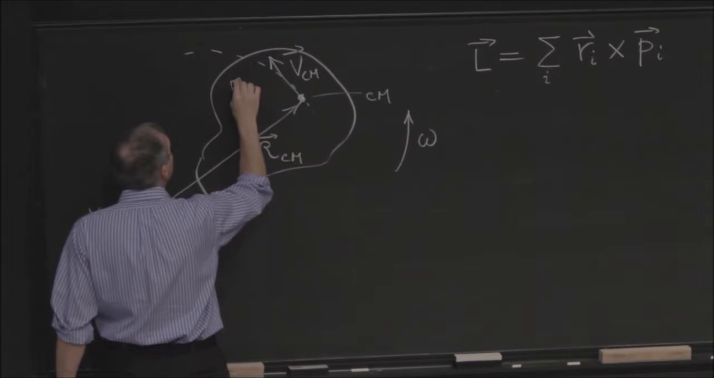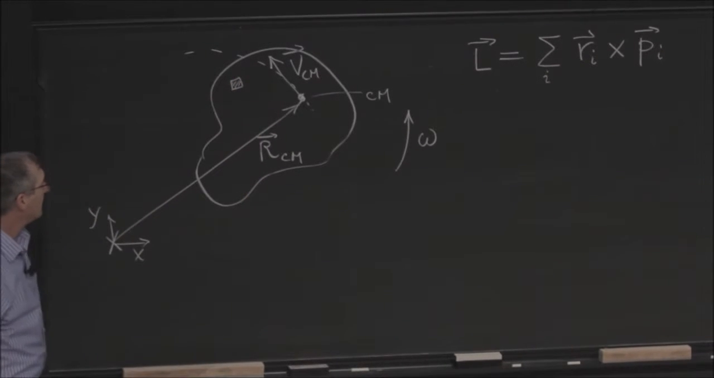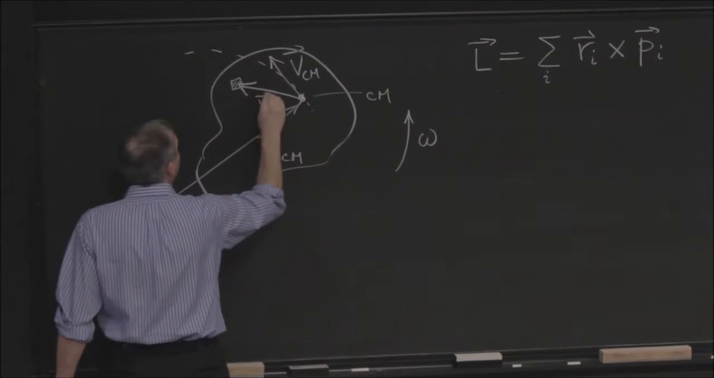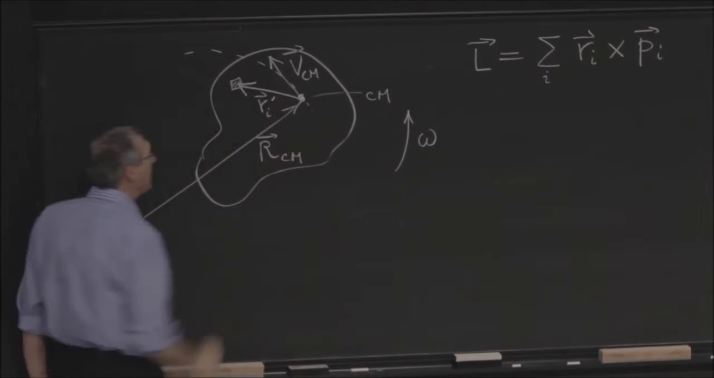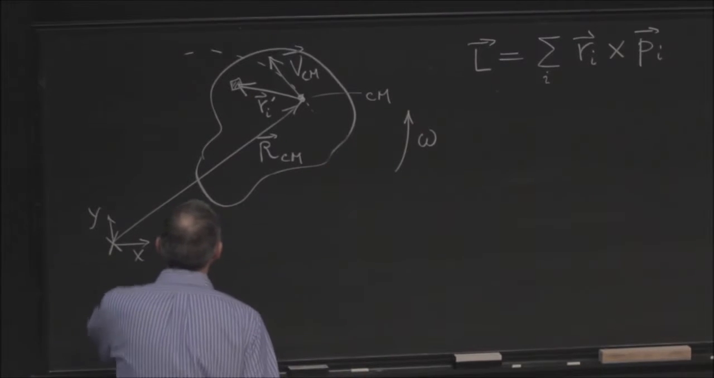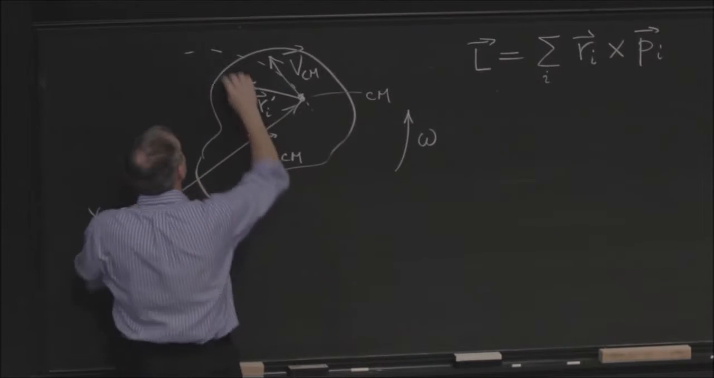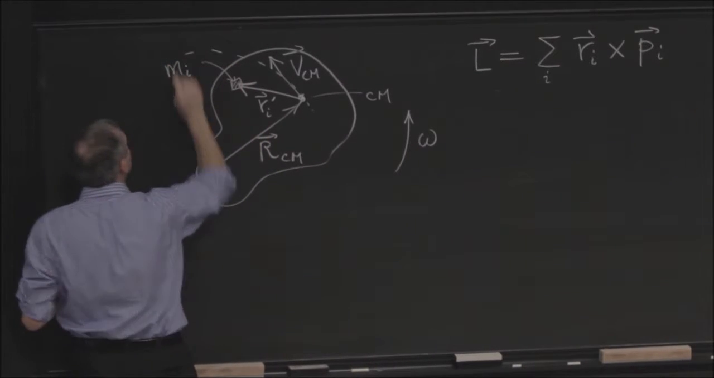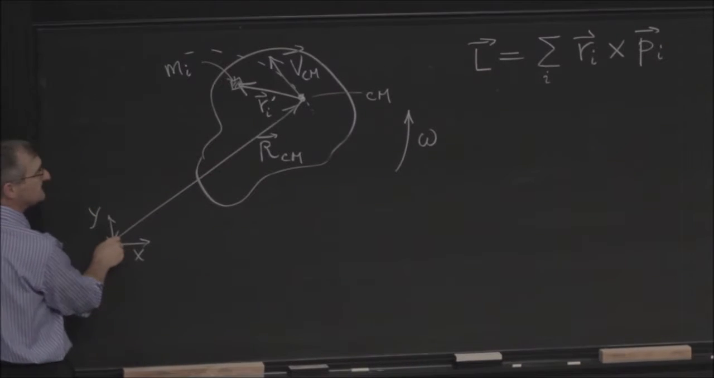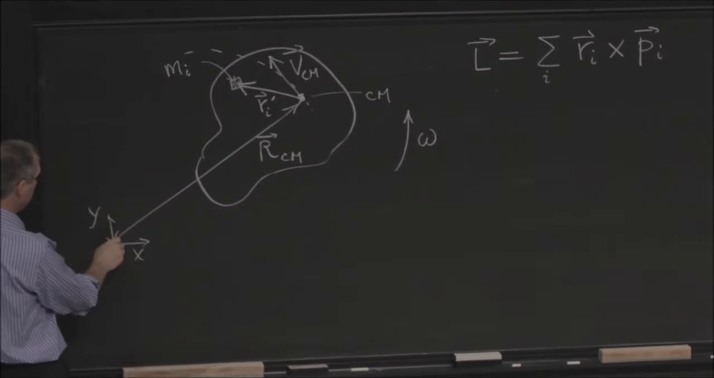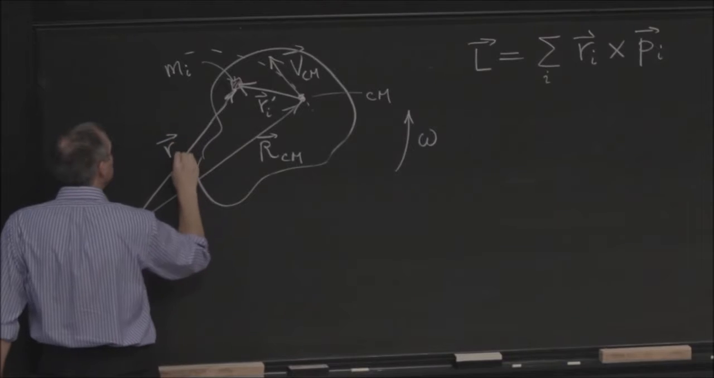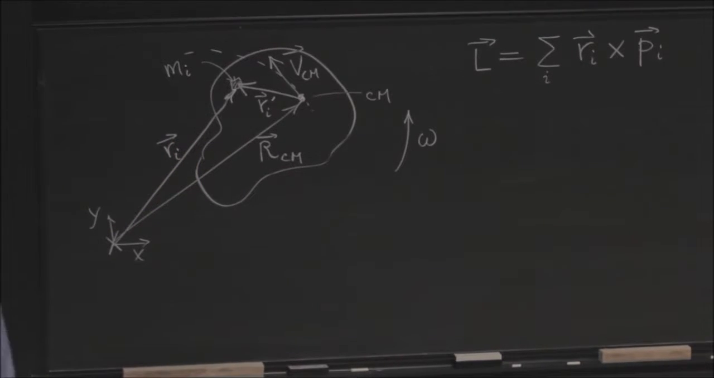Suppose I'm thinking now about this little patch of the extended object. So I could call R prime I the vector from the center of mass out to that little patch, whose mass I can call m sub I. And of course, the true and honest vector R from my chosen origin out to particle I would be like that.